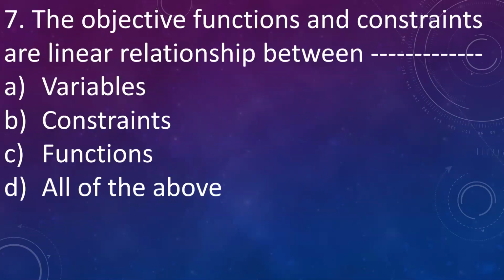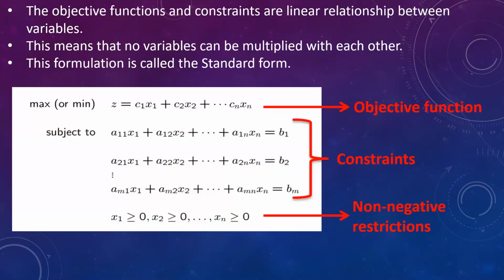Next question is, the objective function and constraints are linear relationships between A. Variables, B. Constraints, C. Function, D. All of the above. Answer is variables. The objective function and constraints are linear relationships between the variables. Variables will be the different inputs used, machines used, or labor used. These variables will be in linear form in both the objective function as well as the constraints. This means that no variables can be multiplied with each other.